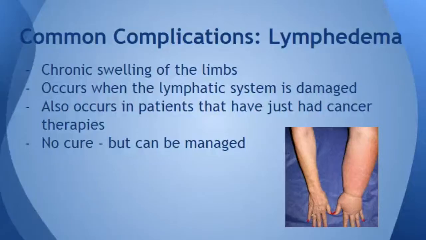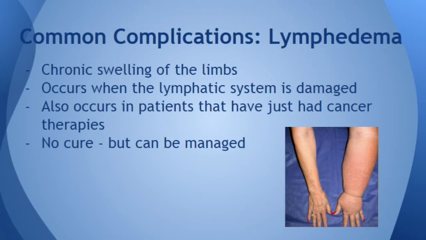So I'm going to talk about the common complications with the lymphatic system, and I'm going to start with lymphedema, which is a chronic swelling of the limbs caused by the accumulation of lymph fluid. It often affects the limbs, but it also can affect the face, neck, and abdomen.